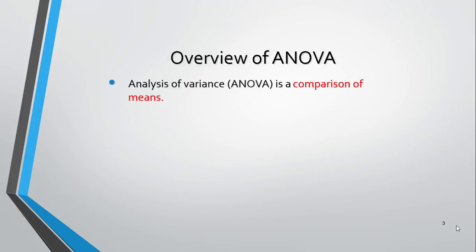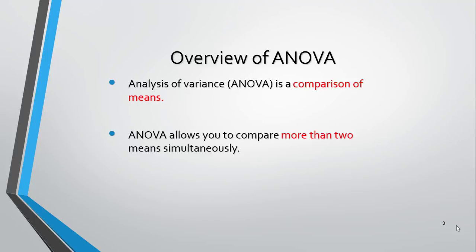Okay, overview of ANOVA. What is ANOVA? ANOVA, or analysis of variance, is a very useful tool. It's a comparison of means. Basically, ANOVA allows you to compare more than two means simultaneously. But if you want to just compare two means, you can use hypothesis testing that we covered in lecture 9, right? But if you want to compare like 3 or 4 or 5 or even more group means at the same time, you need a better tool. ANOVA is such a tool that you can use.